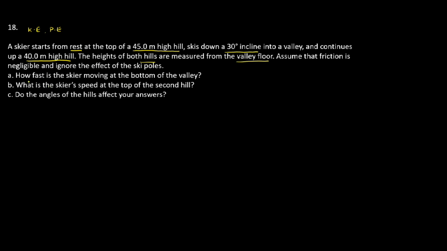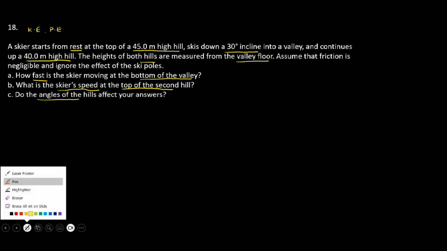Assume that friction is negligible and ignore the effect of the ski poles. The first part of the question is asking how fast is the skier moving at the bottom of the valley? In the second part, we need to find the skier's speed at the top of the second hill. And in the third part, they are asking, do the angles of the hill affect your answer?